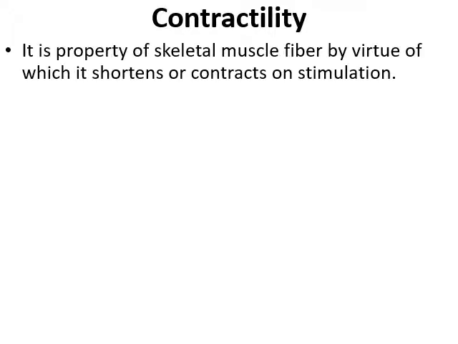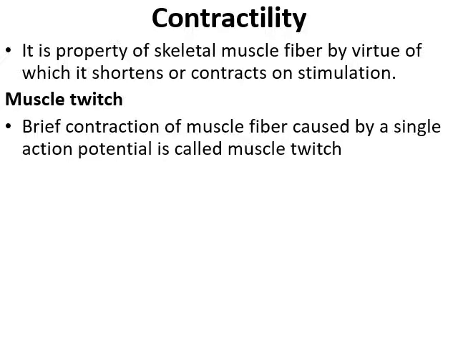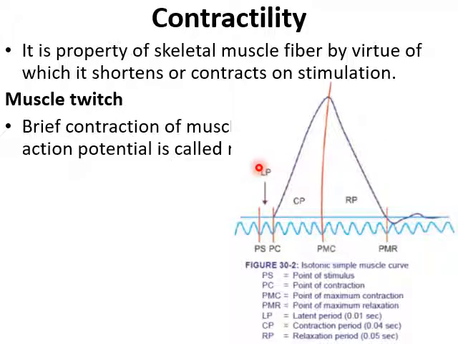Now moving on to another property of skeletal muscle, that is contractility. What do you mean by contractility? The property of the skeletal muscle fiber by virtue of which it shortens or contracts on stimulation. Now, stimulation of a single muscle fiber with a single action potential generates a contraction which is called a muscle twitch. Remember, muscle twitch. Now, what do you mean by muscle twitch? This figure that you are seeing is a muscle twitch. Okay, so this muscle twitch has the following components.